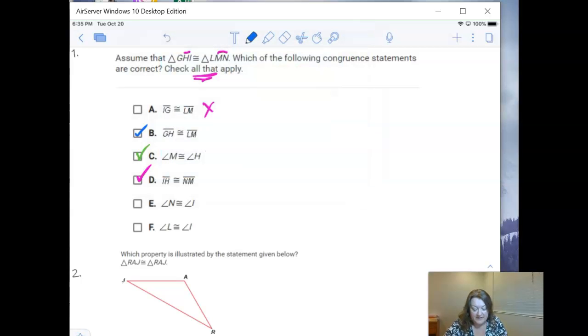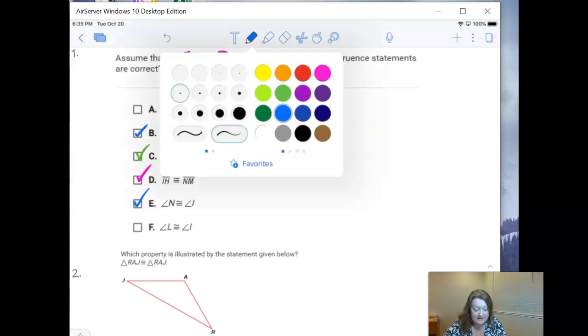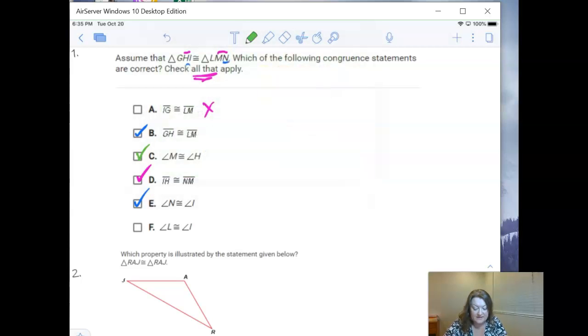All right, next one, how about N and I? Are they in the same space? N is the last angle, I is the last angle. That is correct. Okay, and then the last one, are L and I in the same place? L is the first letter, G is the first, nope, that's a no.